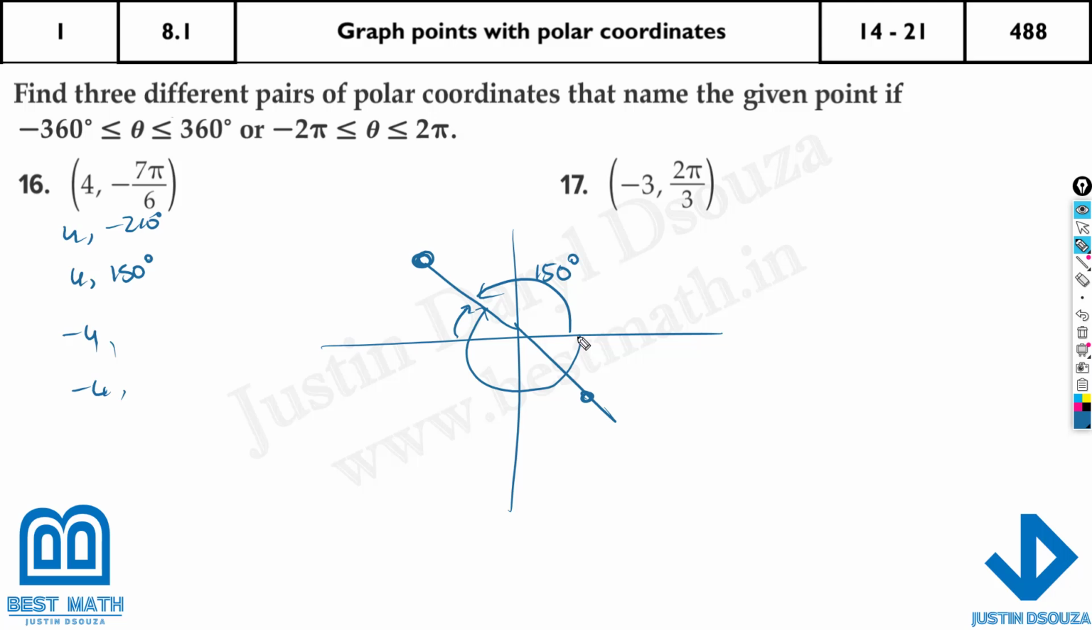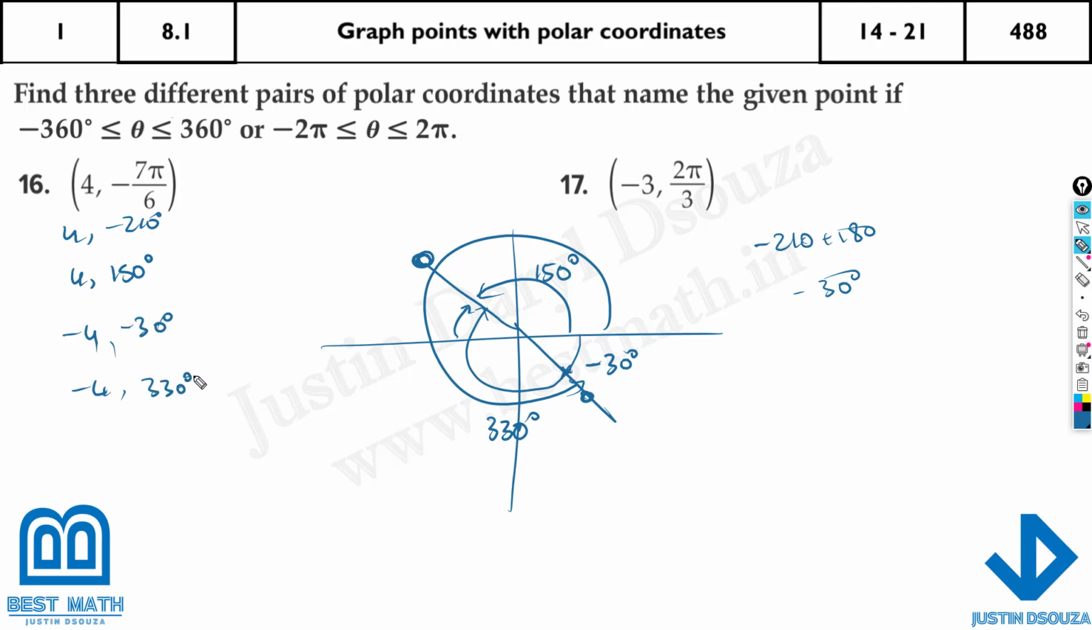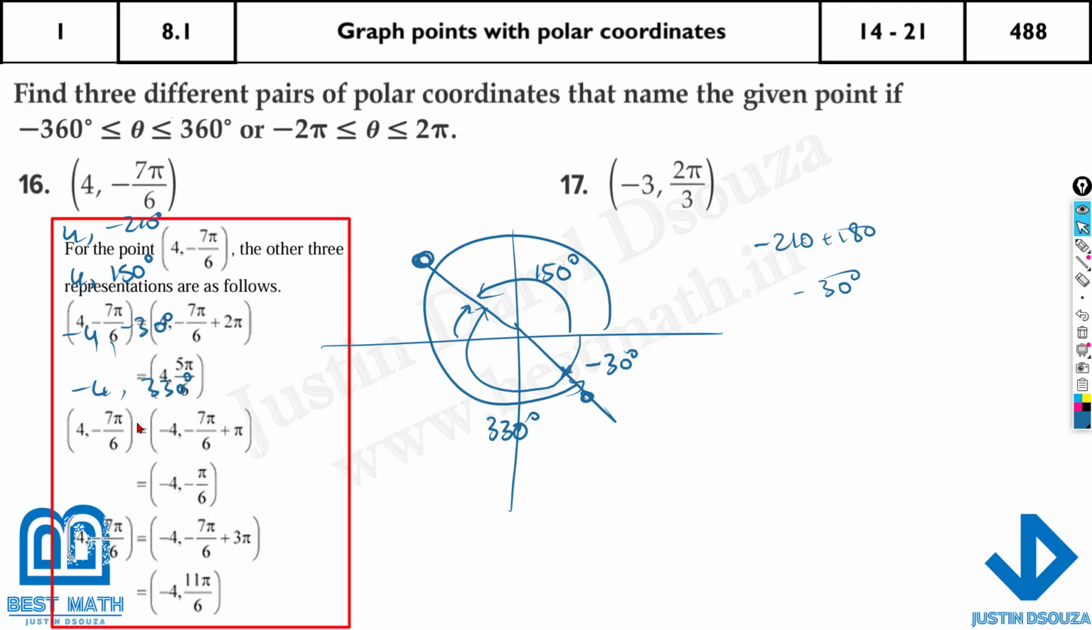See, it's just from here you can see this is how much? 210. If I remove 180, I'm going to come and get this point. So I'll just do minus 210 plus 180, and I'll get the exact value. It's 30 degrees. That's minus 30. So this is minus 30 degrees, and from this side, it'll be plus 330 degrees. So this will be minus 30 degrees and 330 degrees. Similarly, you can solve the other problems. There's nothing much in this.